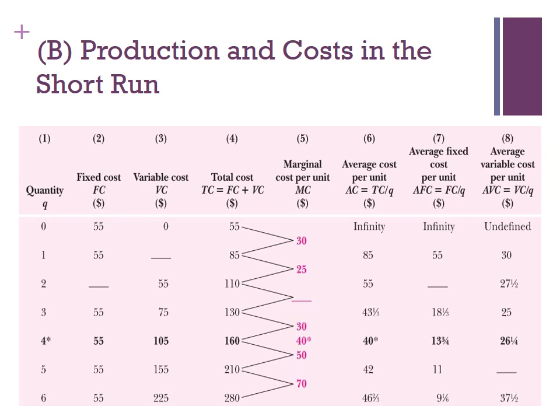Here we are dividing fixed cost, which is a fixed number equal to $55, by an increasing number, which is the quantity produced. So of course, what happens to average fixed cost? Average fixed cost will usually fall. Why? We are dividing a fixed number by an increasing number.